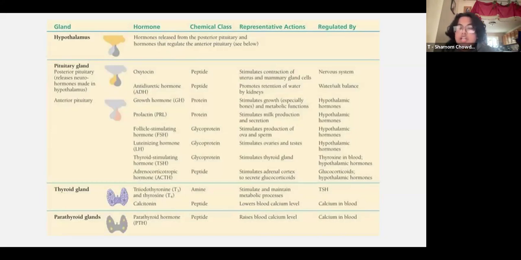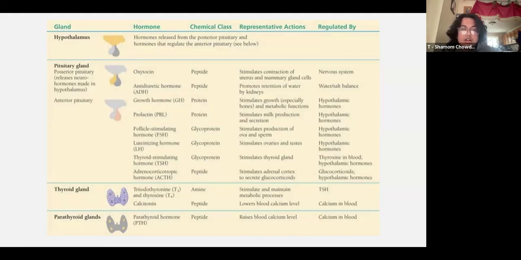For example, later on when we talk about animal reproduction, you're going to learn about oxytocin, follicle stimulating hormone, and luteinizing hormone. They're all extremely important, and they're all from the pituitary gland. And then also you have growth hormone, which stimulates growth and metabolic functions within your body.